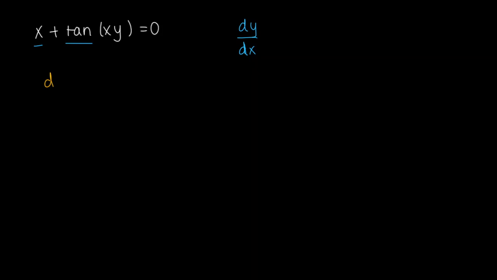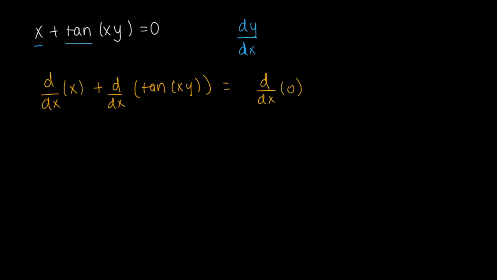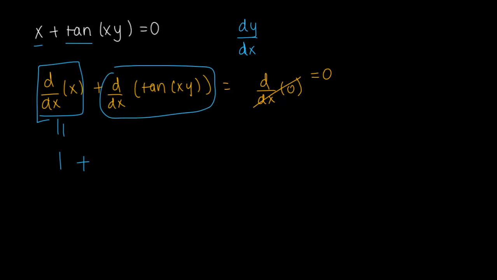So let's just differentiate both these sides. So d over dx of x plus d over dx of tan of xy is equal to d over dx of 0. Well, this thing's just equal to 0. We do know that. And we also know that dx over dx is equal to 1. The derivative of x with respect to x is equal to 1. 1 plus, and we need to do this, d over dx of tan of x times y.